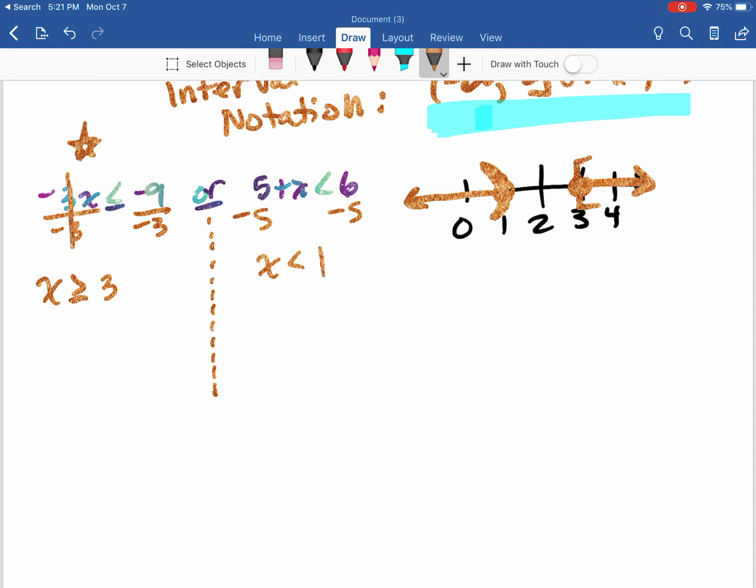So just looking at this, this is going to be negative infinity to 1. It's open. Or, right, closed, 3 to positive infinity. That's an awful infinity symbol.